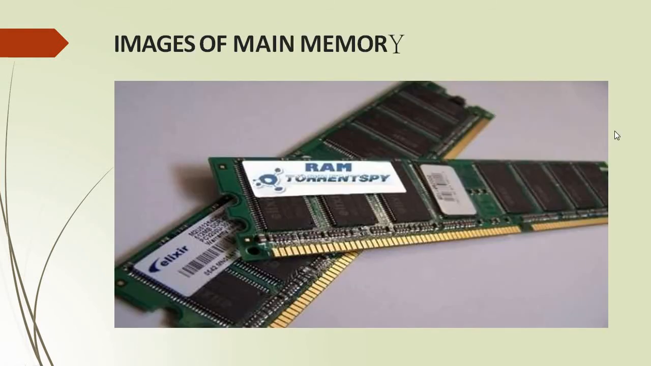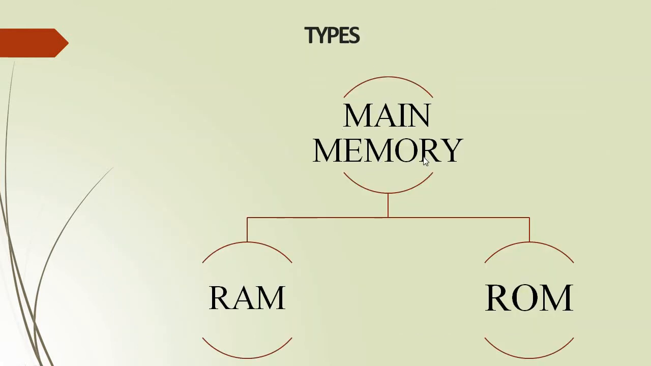So now here is the image of main memory. You can see here it is RAM. I have shown two RAMs in the image, so students can see how RAMs look inside our computer system. So next is the types of main memory, which I mentioned in the previous slide, that is RAM, random access memory, and ROM, read only memory.